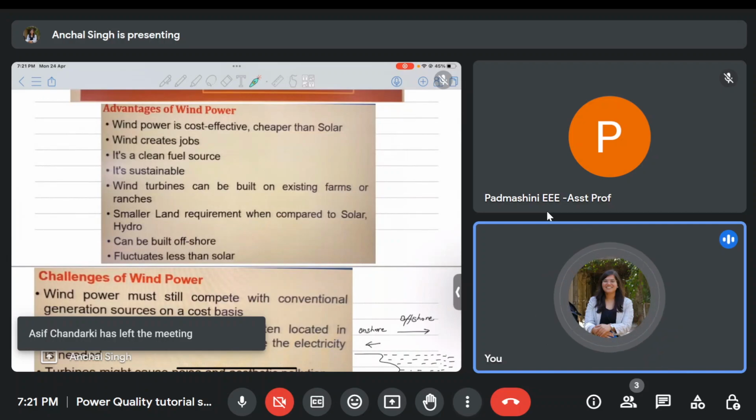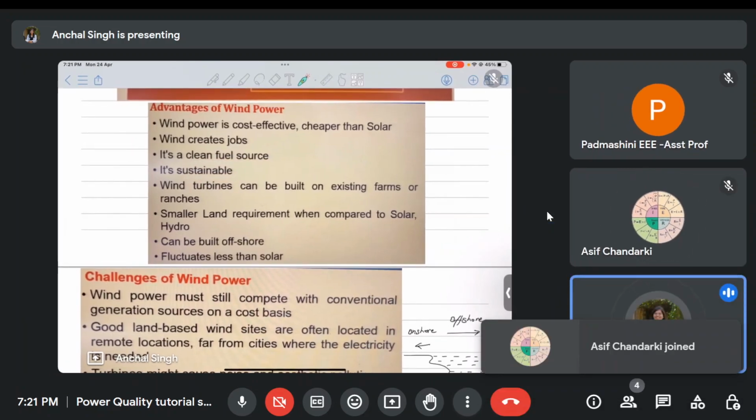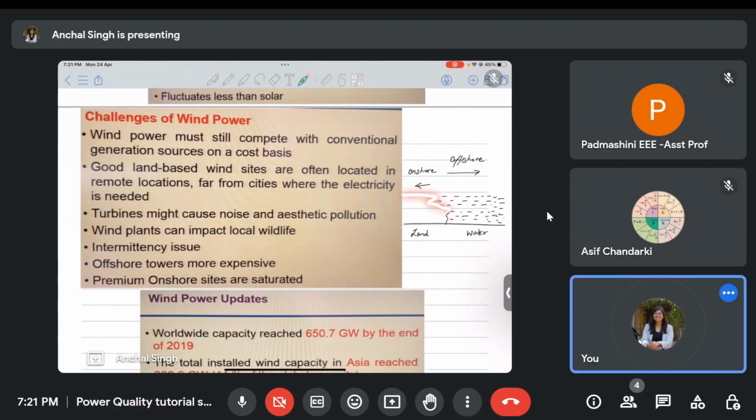When you look at the advantages, wind power is a more cost effective and cheaper solution than solar, and it creates jobs. It's a clean source of fuel and it is sustainable in nature. There are two options for making a wind farm: you could make it onshore or offshore. So what is onshore and offshore? If you go to a beach, this is your beach sand and this is your side of the water. When you go towards the water, it is called offshore, and when you go towards the land, it is called onshore.